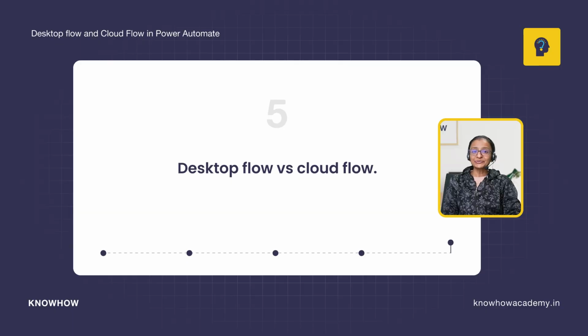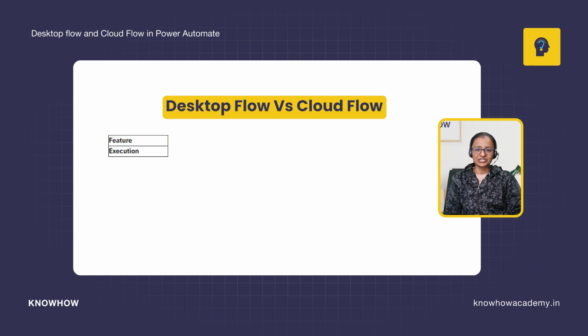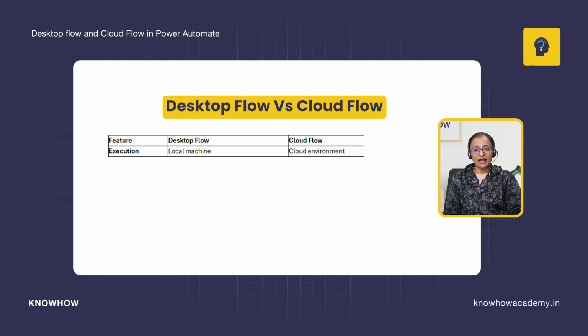Now let me tell you the difference between desktop flow and cloud flow. The first difference is execution. That means a desktop flow will execute on a particular machine. If you change the machine, again you need to design a desktop flow for that. While a cloud flow is not machine dependent. It will execute when you design your trigger, irrespective of your machine.